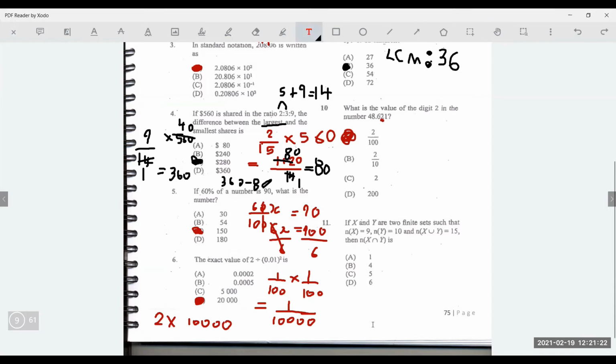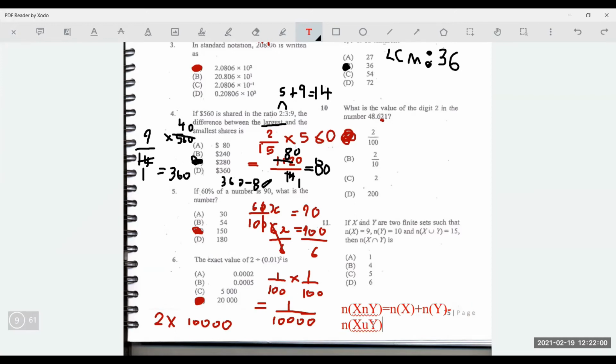Let's write it down: n of X intersect Y, where we're using n to represent the number of elements. All right, so the number of elements in X intersect Y is equal to the number of elements in X plus the number of elements in Y, minus the number of elements in the union. Let's use U to represent union.